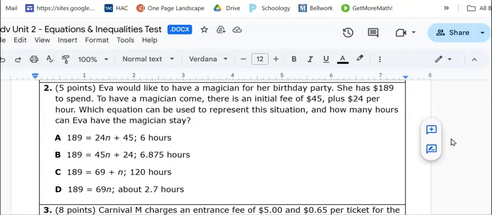Eva would like to have a magician for her birthday party. She has $189 to spend. To have a magician come, there is an initial fee of $45 plus $24 per hour. Which equation can be used to represent this situation, and how many hours can Eva have the magician stay?